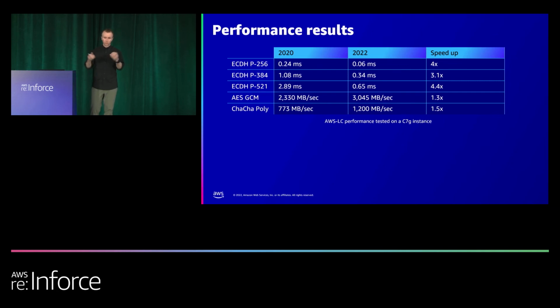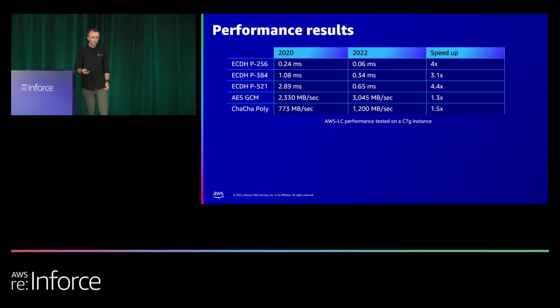We were close to matching the industry performance for these algorithms, but we knew with the increased adoption of Graviton and ARM processors that we wanted to invest in further improving that performance for ourselves in AWS and for our customers running their workloads on ARM.